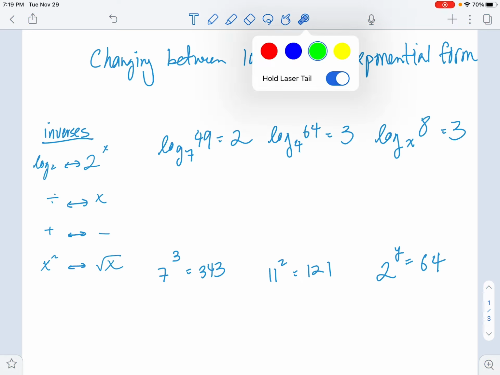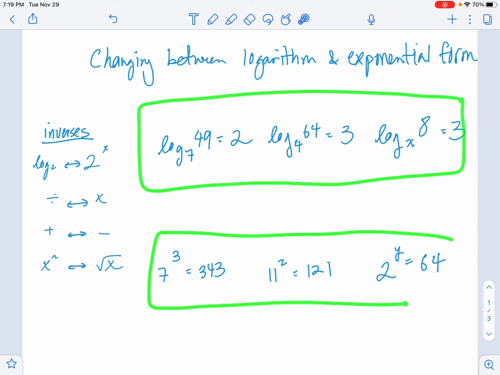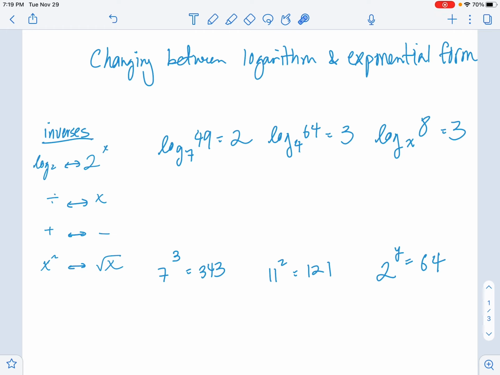So I have 3 examples of logarithms and 3 examples of exponentials. What I want you to do is pause the video and, if you understand this already, try to see if you can do this. But if not, just pause it, write them down, and then we're going to go over it together.